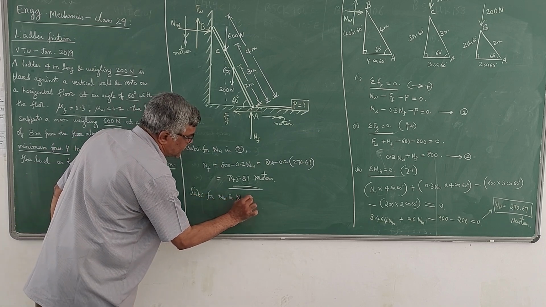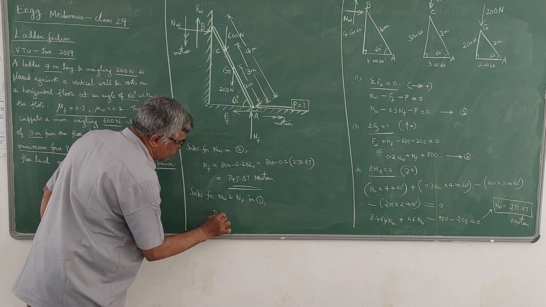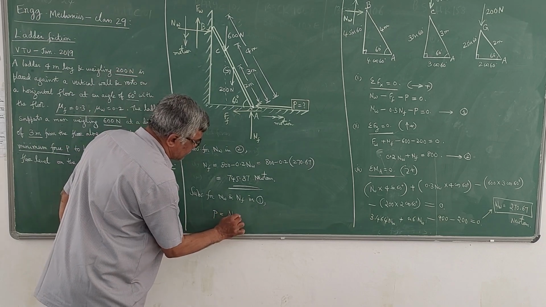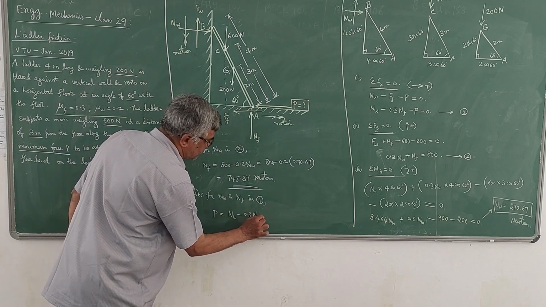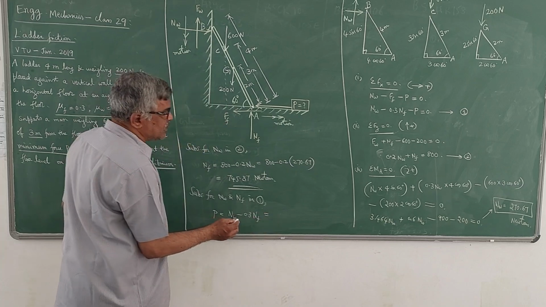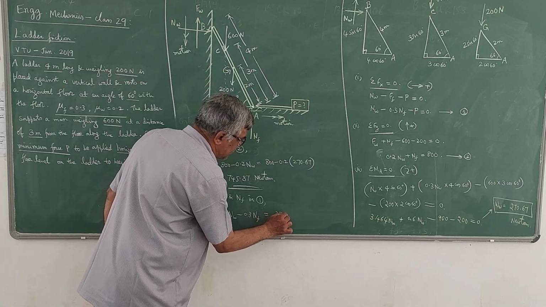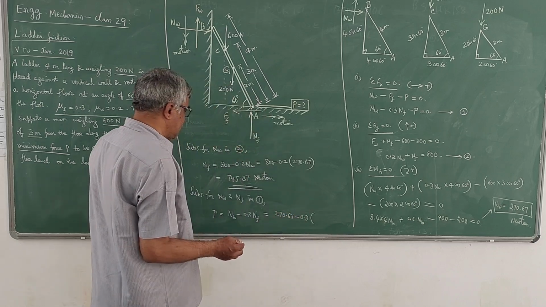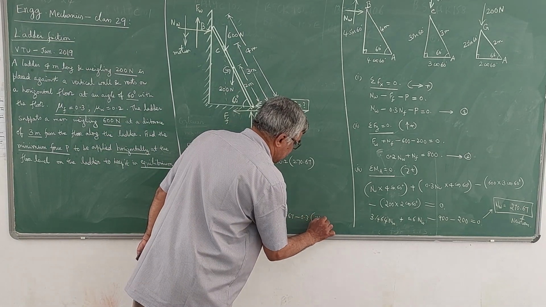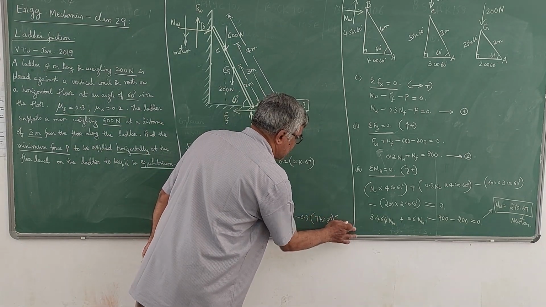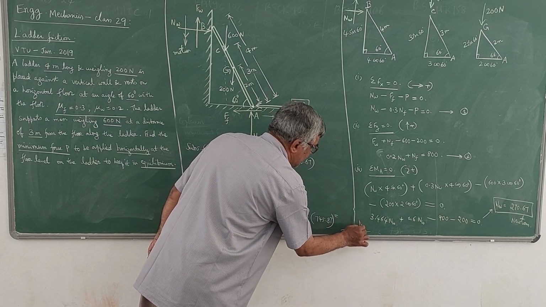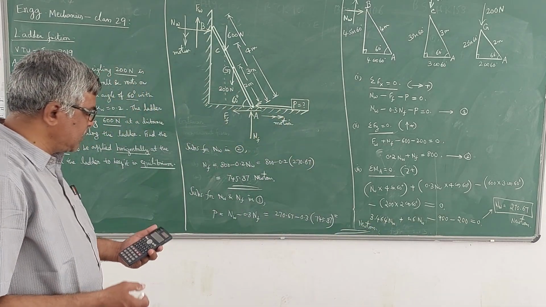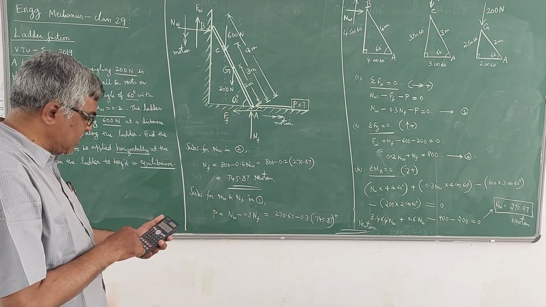So substituting for NW and NF in equation 1, you will get the value of P as P is equal to NW minus 0.3 times NF, which is 270.67 minus 0.3 times 745.87. Now if you simplify this, you will get the value of P in newtons, which is the minimum force to be applied to keep the ladder in equilibrium or to avoid slipping of the ladder.